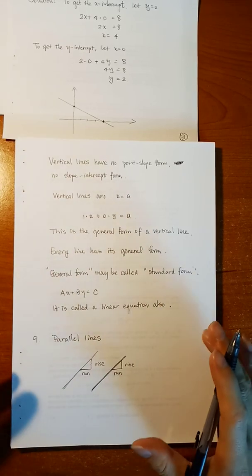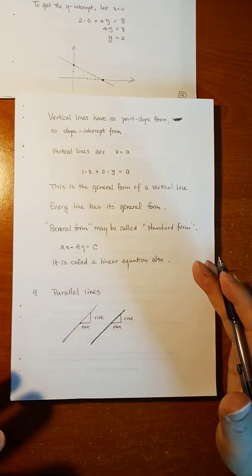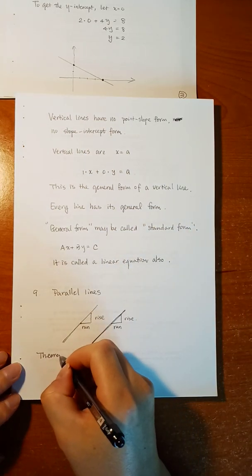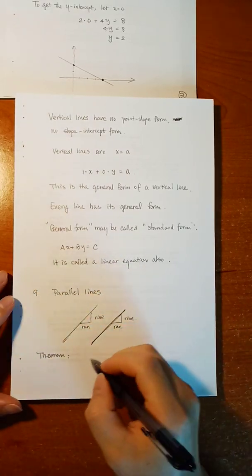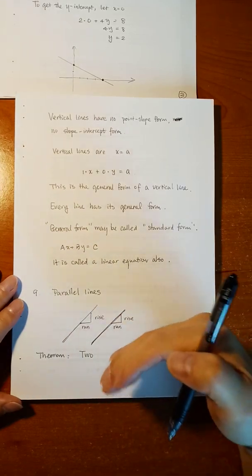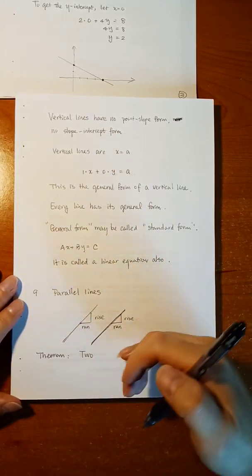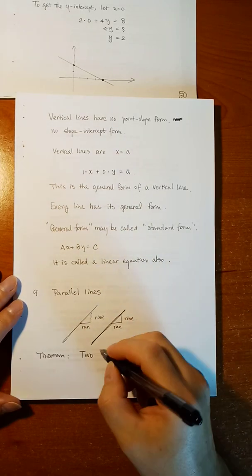So the same ratio of rise and run means they have the same slope. So for two parallel lines, and we also talk here about the slopes. So rise run is related to the slopes. When we talk about slopes, the lines are non-vertical.